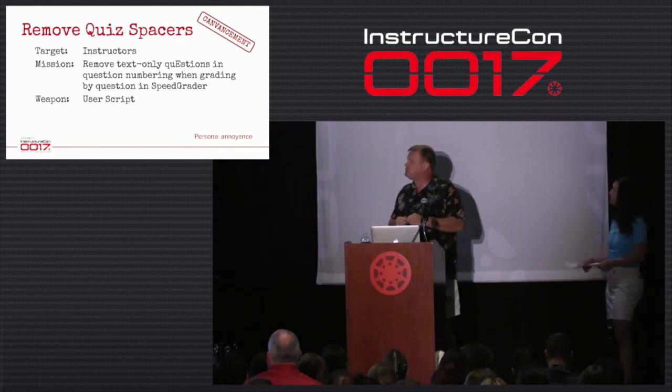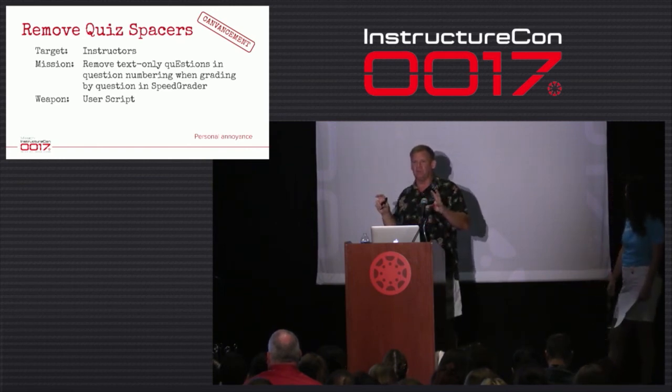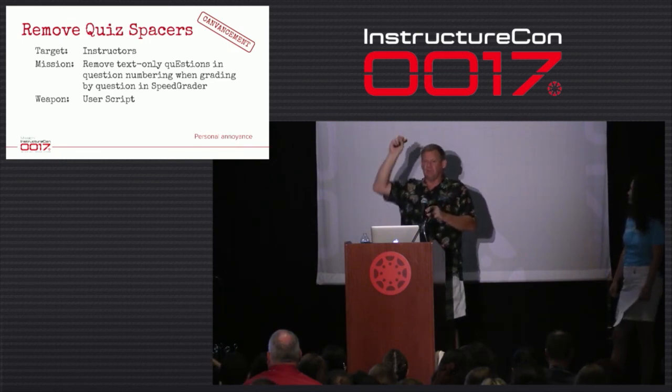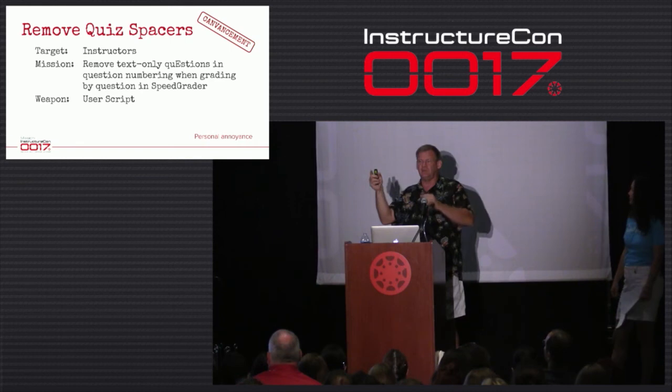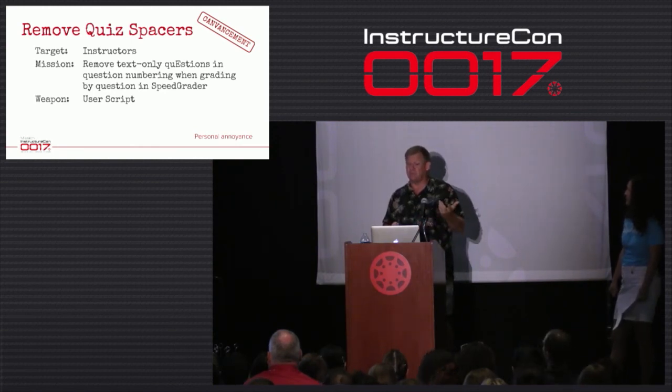The next one was also a personal annoyance of mine. When you have a spacer, a text-only question, and you're grading question at a time, it says like 1, 2, 3, 4, but question number 3 really takes you to question number 4 because there was no real question number 3. So that was me just getting rid of that. So the question 3 actually took me to the one that said question 3.